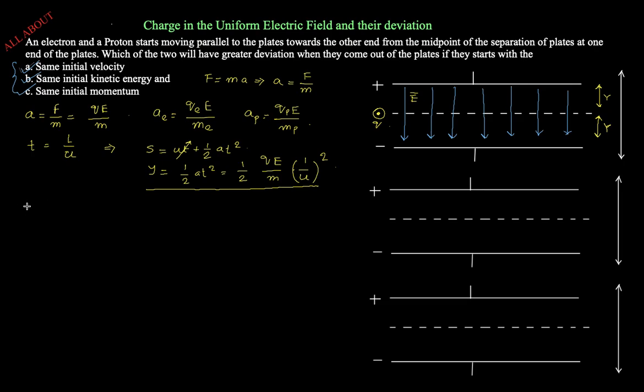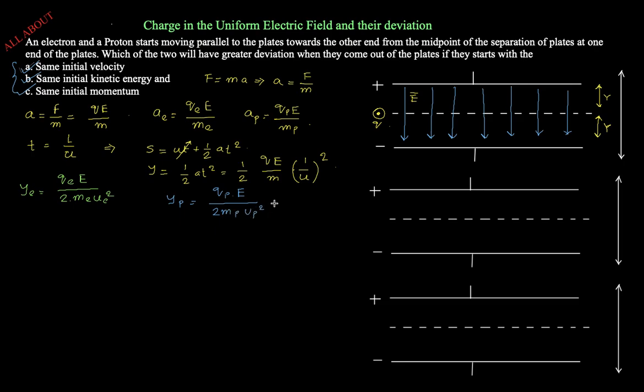Now what is the deviation of the electron? Taking a different color, the deviation of the electron ye becomes qe, the charge of the electron, into the electric field by 2 into the mass of the electron into ue square. Is it? Okay. Likewise, what is the deviation of the proton? yp becomes qp into E by 2 into mp into up square.